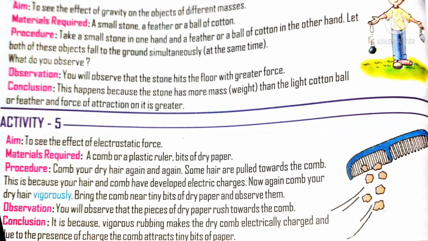So what do you understand? The effect of gravity will be more on a heavy body. That means the stone has more mass, so there you can feel more gravitational pull than on the light cotton ball or feather.